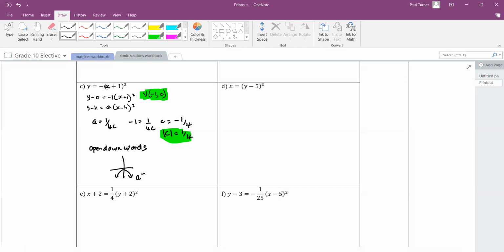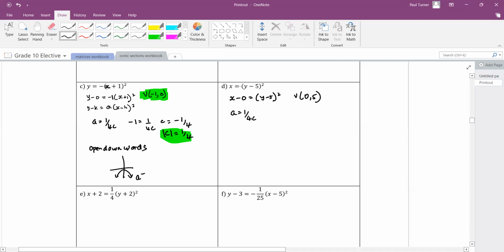In question D, it looks like we have a graph of the second form where we've got x equals (y minus 5) all squared. So let's rewrite this as x minus 0 equals (y minus 5) all squared, which tells us that the vertex is going to be 0, 5. And A is 1 on 4c. A in the question is 1. So 1 equals 1 on 4c. So again, in this case, c will be 1/4, the distance between the vertex and the focus.